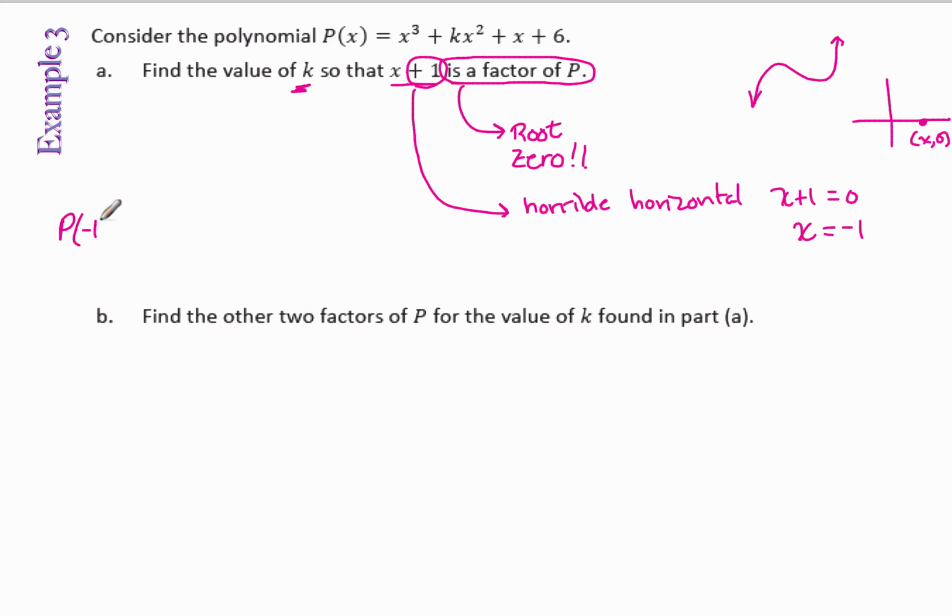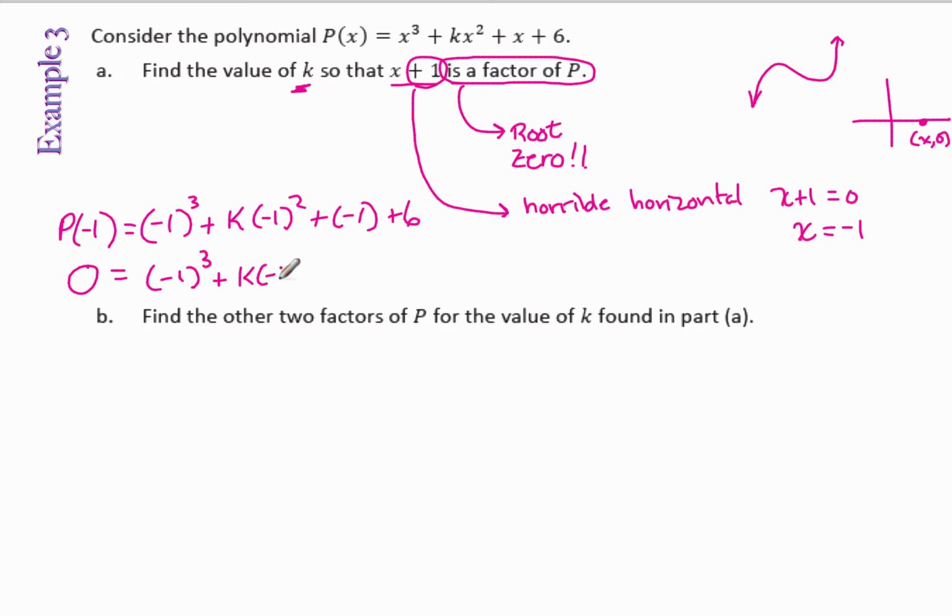the polynomial when I put negative 1 in is negative 1 cubed plus k times negative 1 squared plus negative 1 plus 6. Now I'm going to change one more thing here. I want this to be 0. When I put this negative 1 in here, it results in an answer of 0 because that makes it a root.